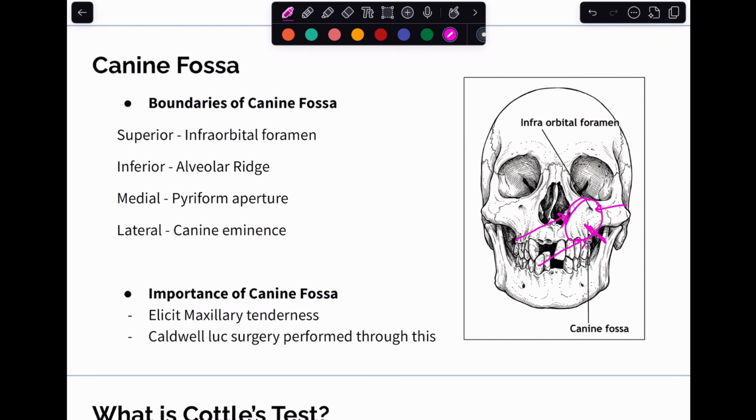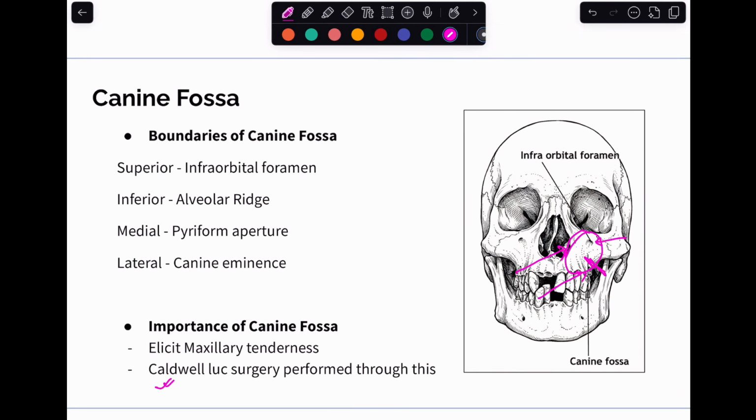And can you tell me what is the clinical importance of the canine fossa? Clinical importance is, first of all, as we know already, that we elicit the maxillary tenderness over here. And second, we also used to perform Caldwell-Luc surgery through this canine fossa. This is not a surgery we do nowadays as much, but these are the two importances of knowing the boundaries of the canine fossa.